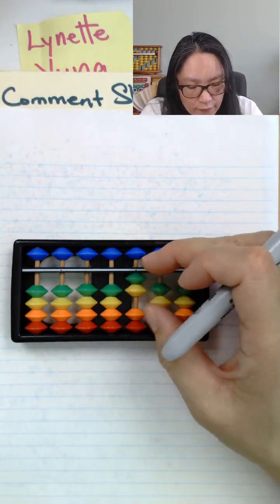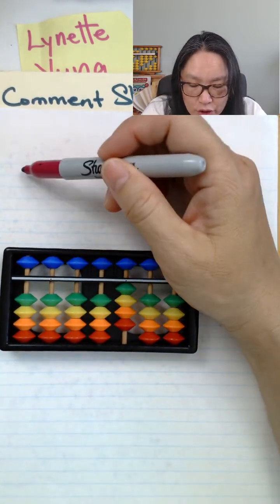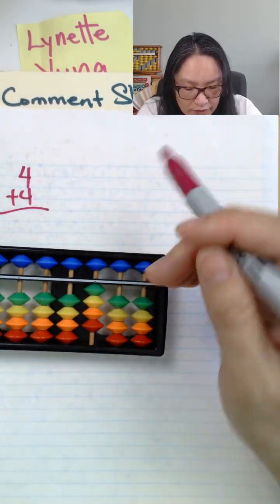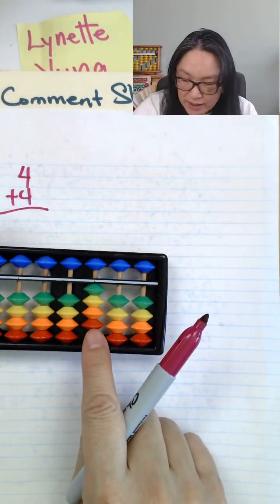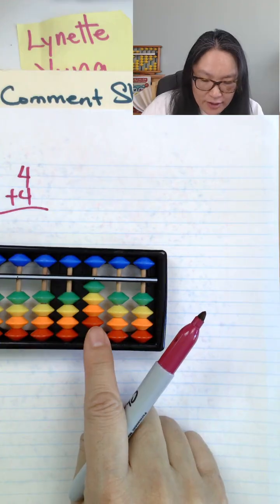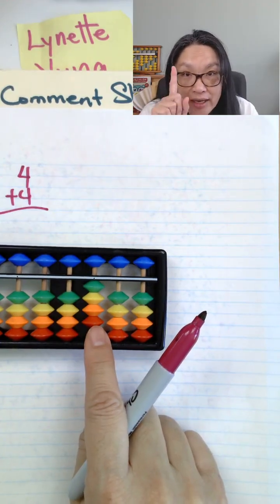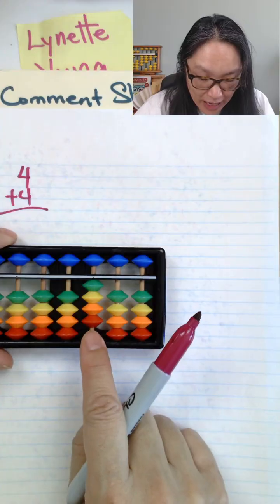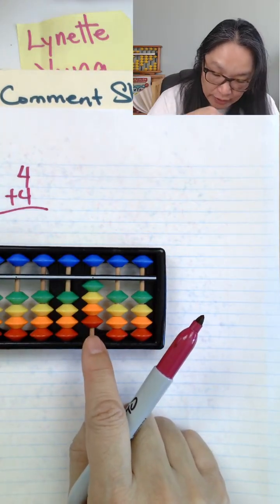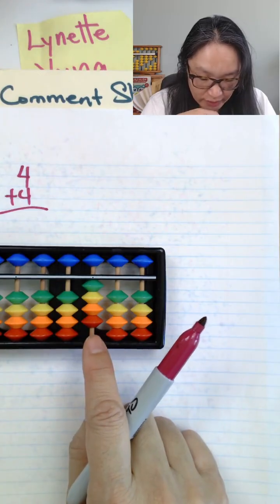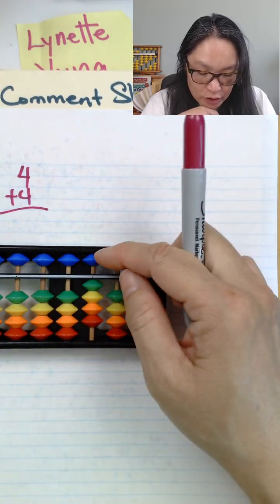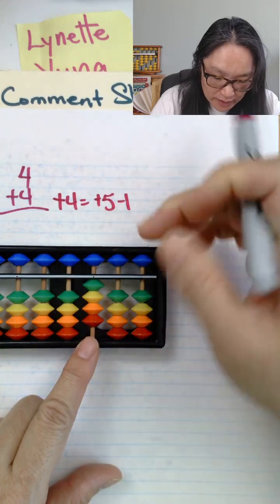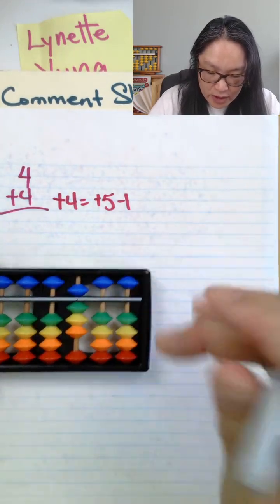So let's do 4 plus 4. Now what we're going to do is let's do cumulative addition, right? We know in our previous one that if I add 4, I don't have any more beads. So what am I going to do? I'm going to add another 4. The question is how can I add a 4? I don't have enough beads. I can use the 5. So plus 4 is equal to plus 5 minus 1. So I plus the 5 minus 1. Okay, great. So my answer is 8.